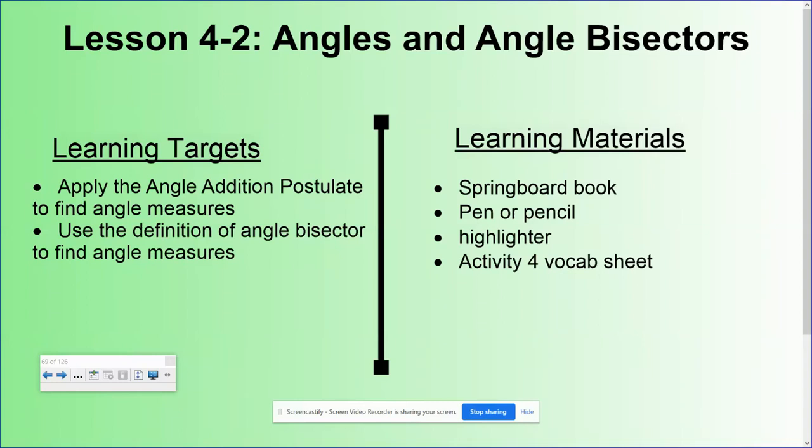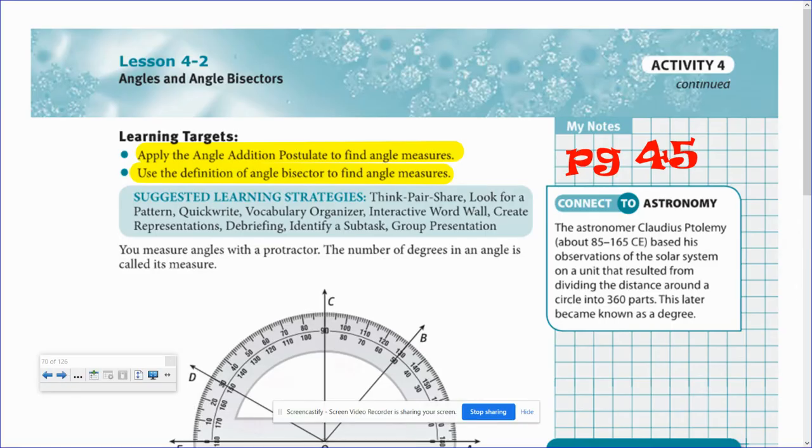All right, guys, so today we're doing lesson 4-2, where we talk about angles and angle bisectors. Similar to what we did yesterday, except we're going to learn about the angle addition postulate today, and then talk about angle bisectors. Make sure you have your book and something to write with in your vocab sheet, because of course we have more vocab today. So let's get started. We have a lot to cover.